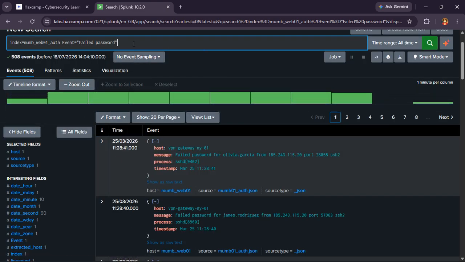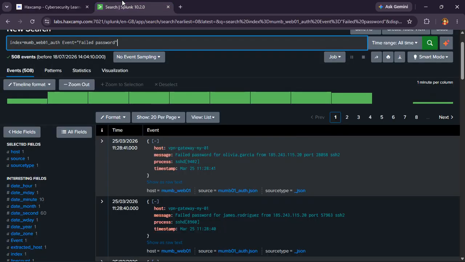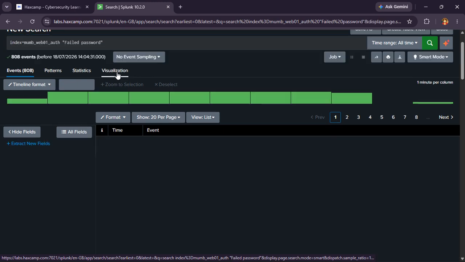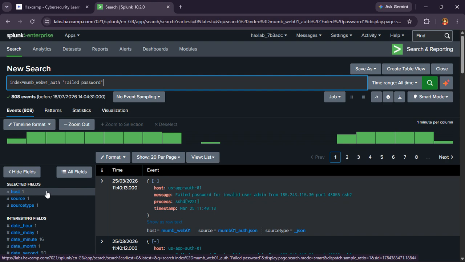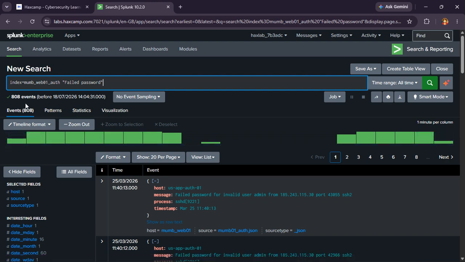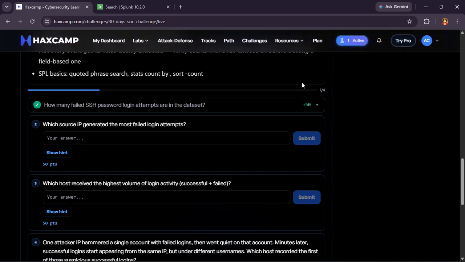Event equal to failed password. So the total failed password events are 808. The answer is 808. So we need to submit. Okay, this is the right answer.